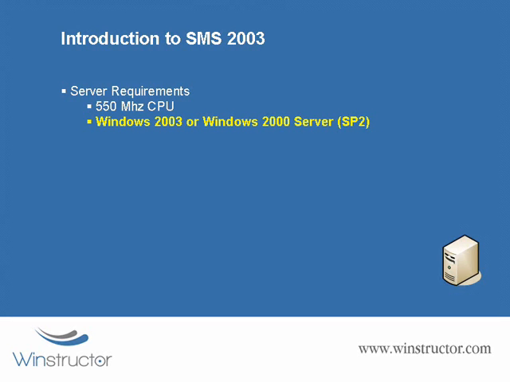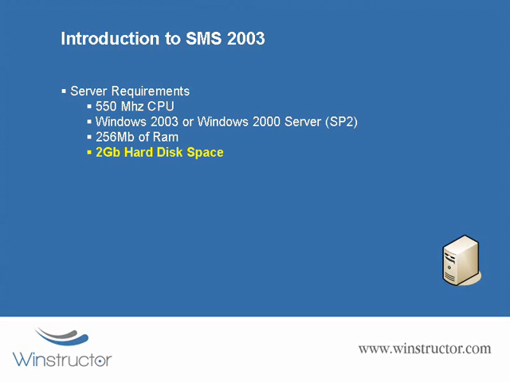But it's worth pointing out here that if you are planning on installing management points on a Windows 2000 server, you'll need Service Pack 3 or higher. Now your server must have at least 256 meg of RAM on top of your base operating system requirements, and it must have at least 2 gigabytes of free disk space.